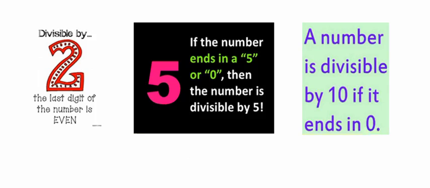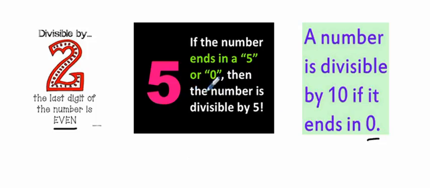So let's move on. Today we're going to talk about a few rules. We're going to talk about quite a bit. The first we're going to start off is 2. A number is divisible by 2 if the last digit is an even number. A number is divisible by 5 if it ends in a 5 or a 0, and a number is divisible by 10 if it ends in a 0.